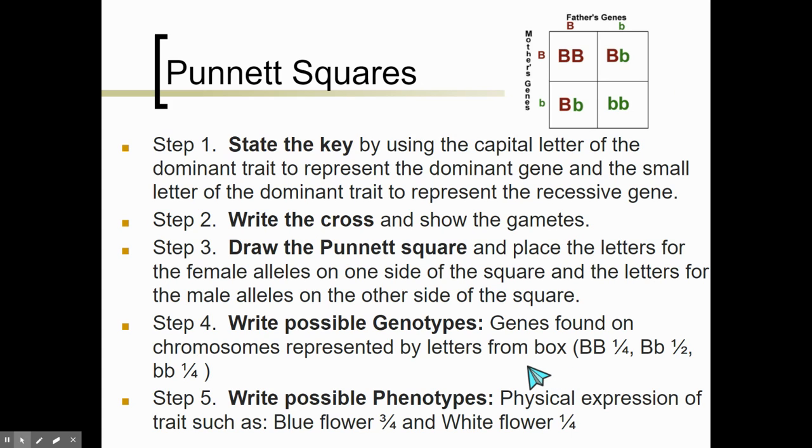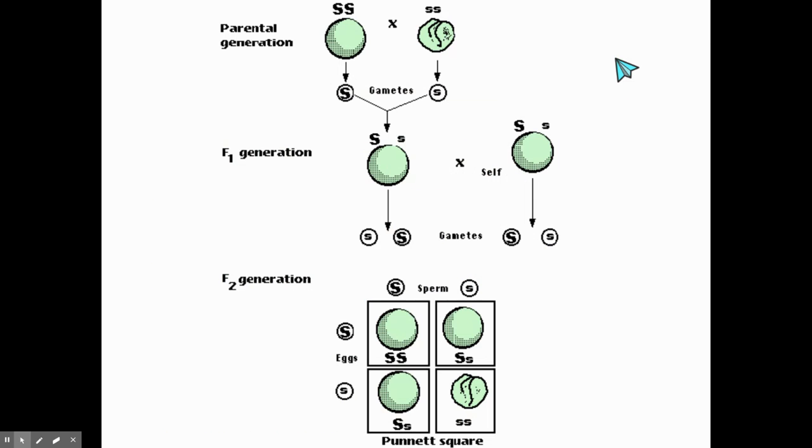Then you could also write out the possible phenotypes for the physical expression. So these two kids who are heterozygous, even though they have this little b blue eyes trait, we have to remember that it's not going to be expressed because of the dominant trait. So we would have 3/4, or 75%, of our offspring having brown eyes and only 25% having blue eyes.